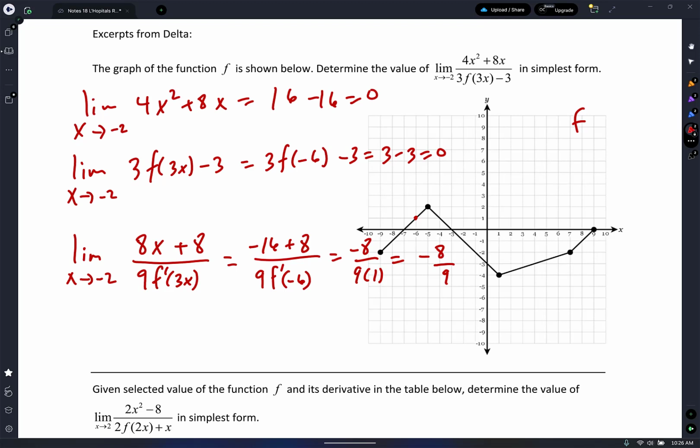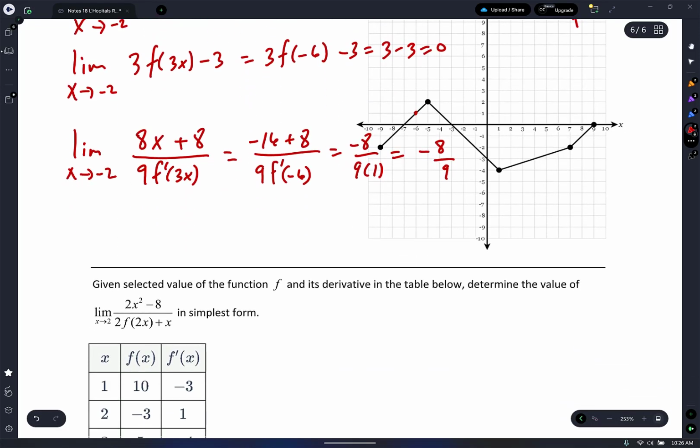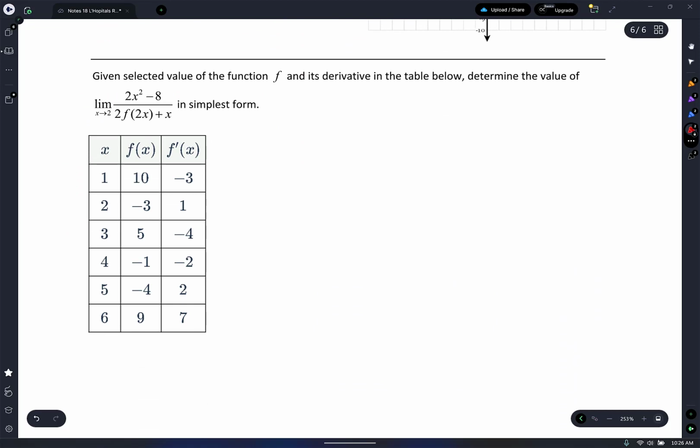How do we feel? Okay. Last question. Are you guys happy that we're learning all this cool stuff? What is this called? L'Hopital's.